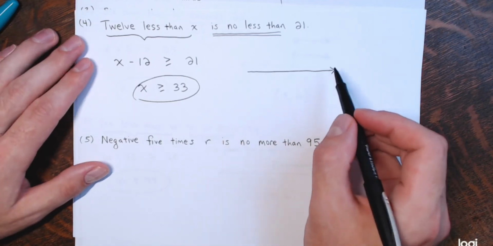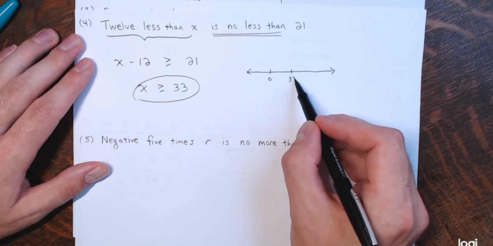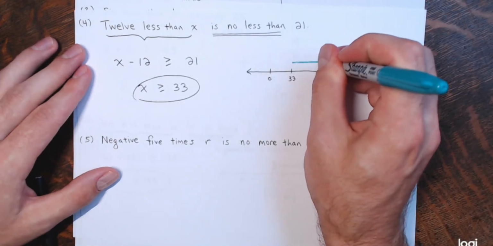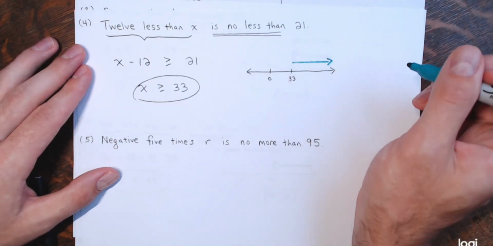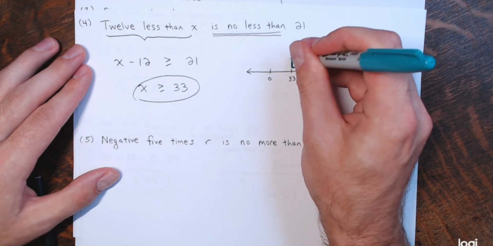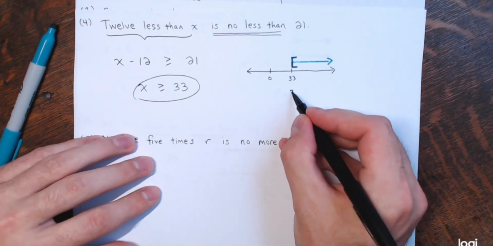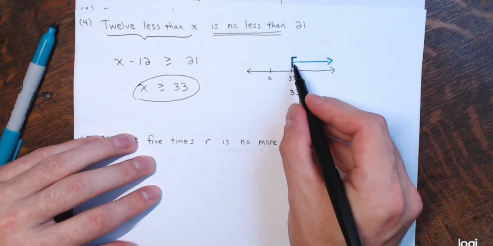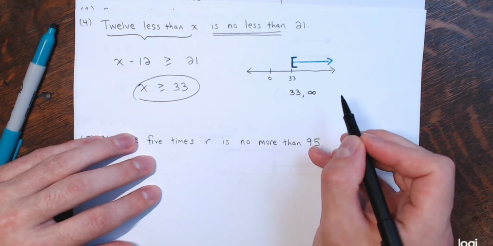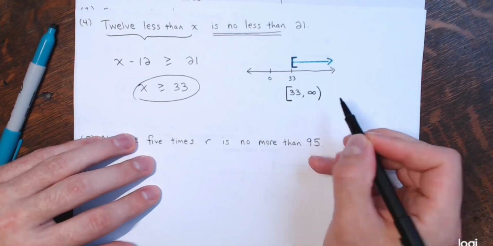Go to a number line. 33 would be to the right of 0 somewhere, and all the numbers greater than 33 are to the right of 33. And 33 itself is also a solution, so again I indicate that with a rectangular bracket or a closed point. And then the interval, this is going from left to right here, from 33 to positive infinity, bracket on 33, parentheses on infinity.